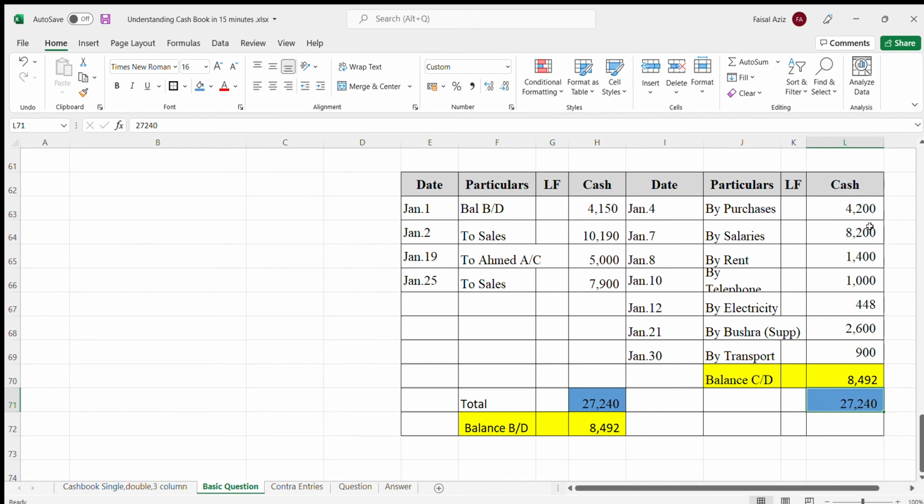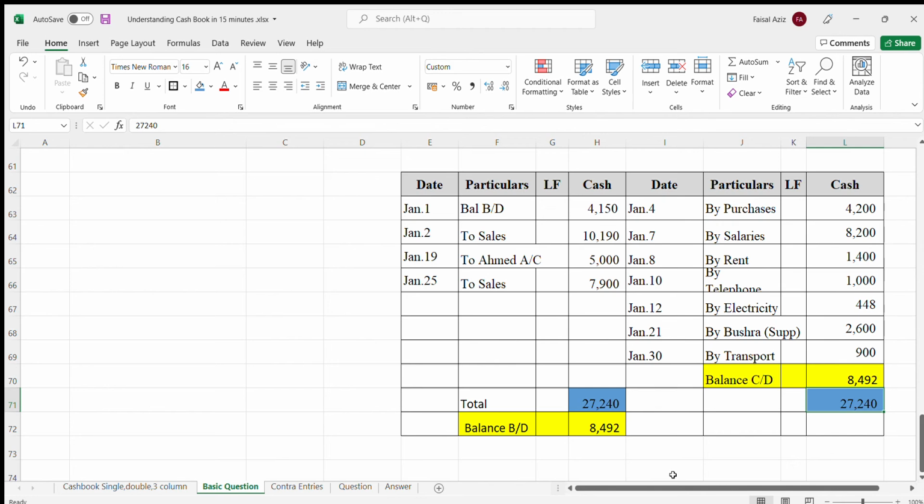Now I will minus all these cash payments from total receipts. So after subtracting all the cash payments from the receipts, I will get this balance. This will be the actual cash balance we will be having. So this we will mention as balance carried down. The same balance carried down we will mention on the right side, the bottom side, balance brought down, and this amount will be 8,492.